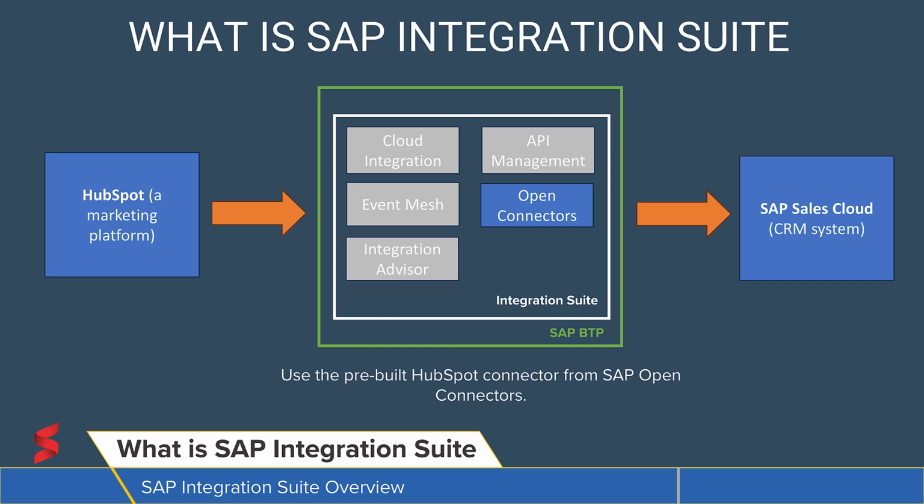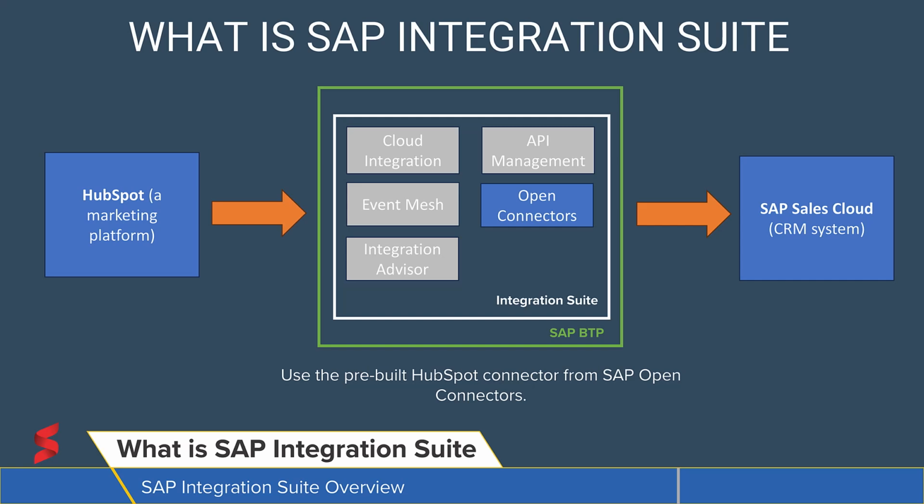Let's look at another scenario. You want to sync customer leads from HubSpot, that is a marketing platform, with your SAP Sales Cloud, which is a CRM system. So here's the problem. HubSpot and SAP Sales Cloud have different data formats and don't communicate directly. So what is the solution? You can use SAP Integration Suite's Open Connector.